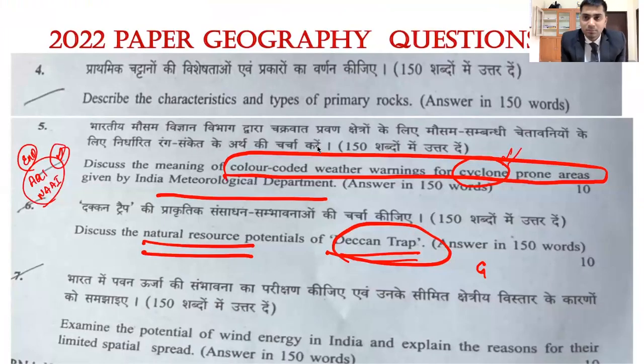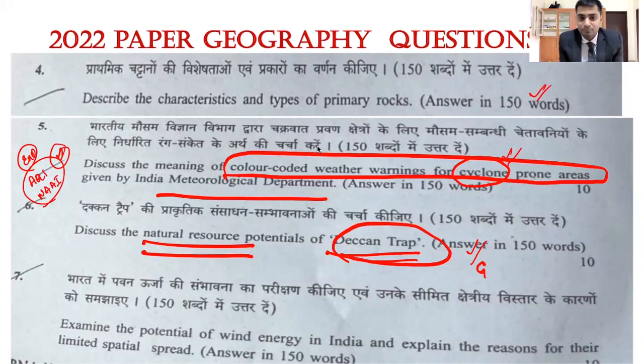Now again, the sixth one is very easy. At least you should have studied some basic physiography. When you are studying about the Deccan traps, you might be knowing what are the resource potentials that it has, what is the type of rocks that it has, what types of soils it has, and what type of crop systems or cropping systems come out in these Deccan traps, right? We study this again in prelims along with this, right?